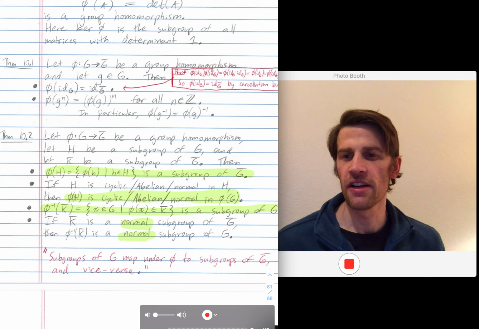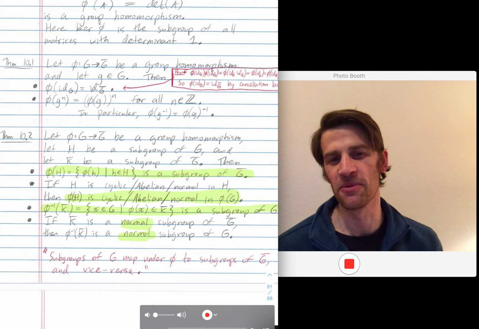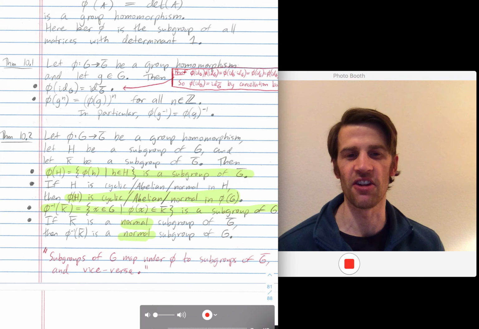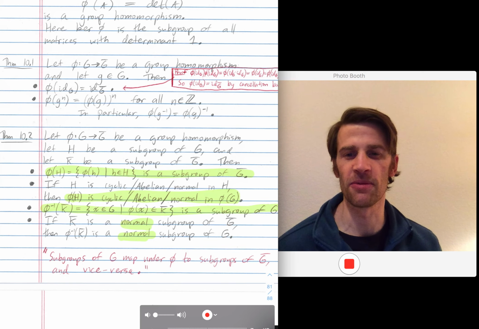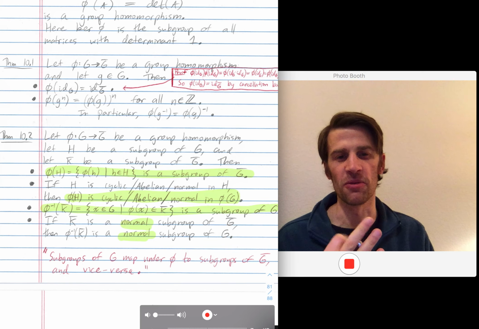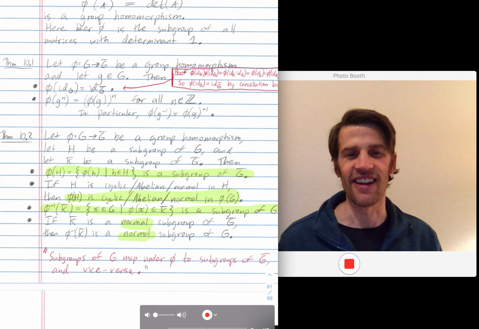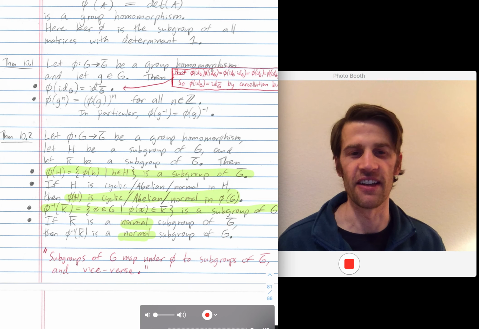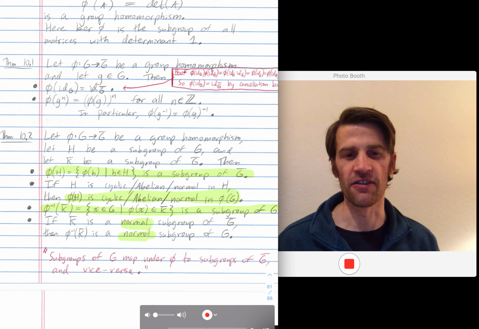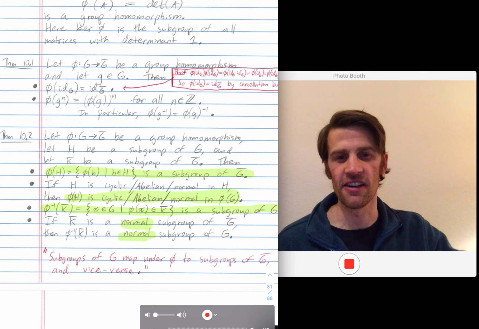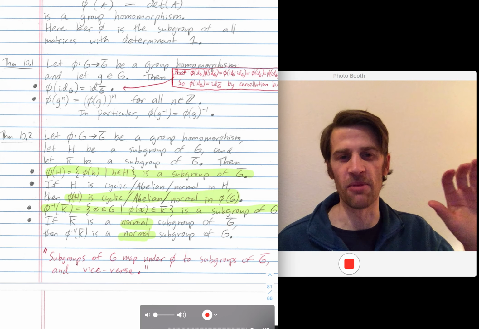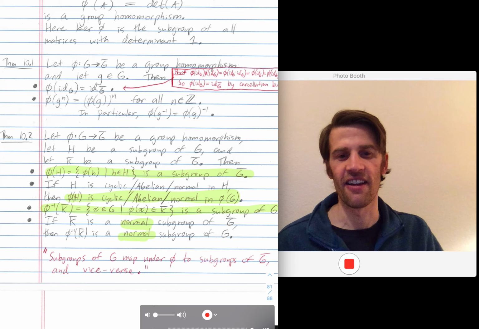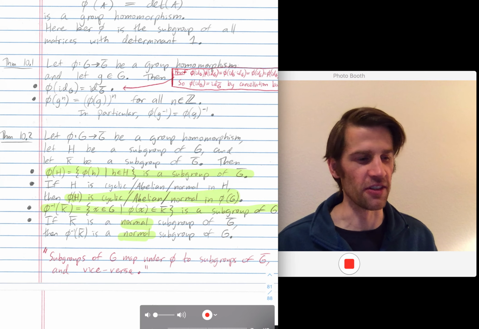So in summary, this theorem is saying that subgroups of G map under a homomorphism to subgroups of G bar. Properties of those subgroups, like being cyclic, abelian, or normal, get mapped over to the resulting subgroup in G bar. And vice versa, if you have a subgroup of G bar, its preimage is a subgroup in G. And if that subgroup of G bar is normal in G bar, then its preimage is normal in G.